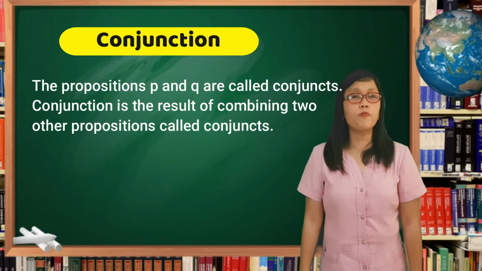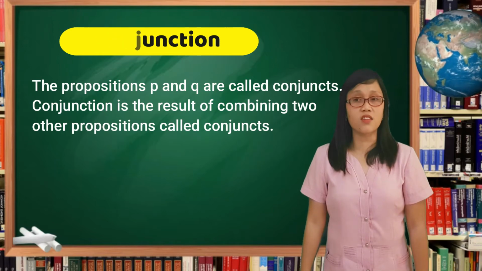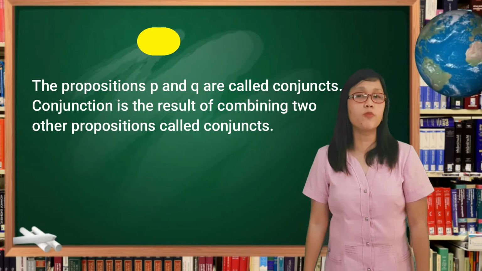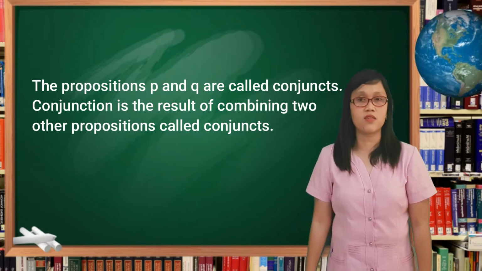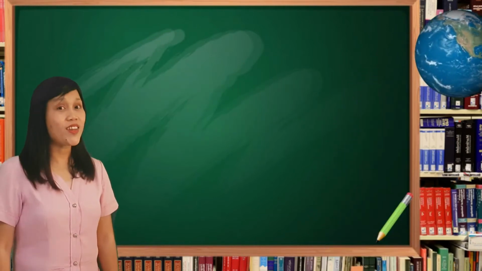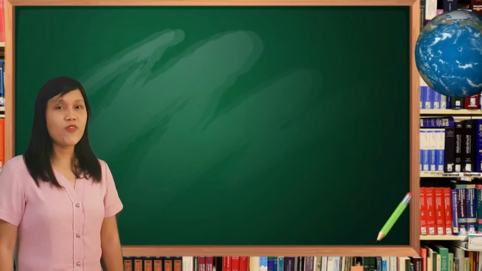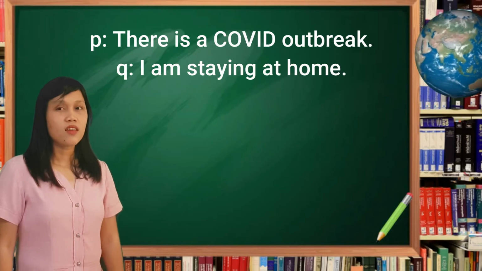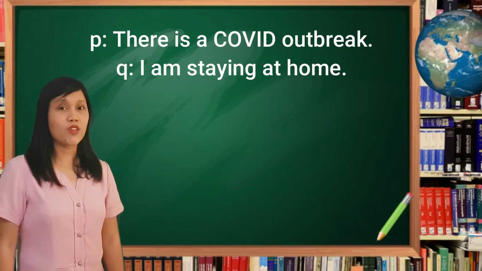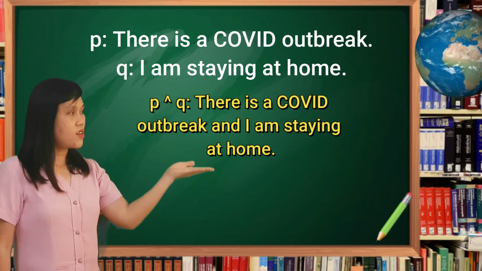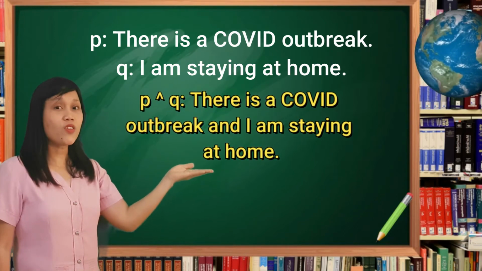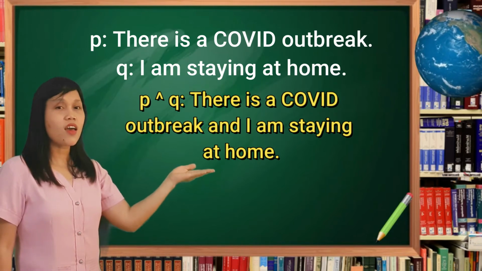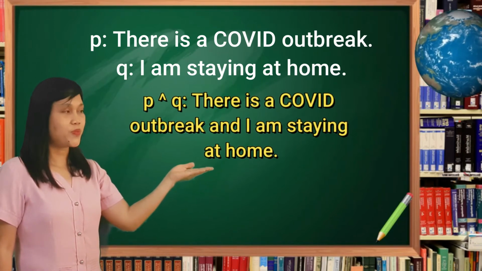The propositions P and Q are called conjuncts. Conjunction is the result of combining two other propositions called conjuncts. Let's go to another example. Given the following propositions, P, there is a COVID outbreak, and Q, I am staying at home. For the conjunction, P and Q, there is a COVID outbreak, and I am staying at home.